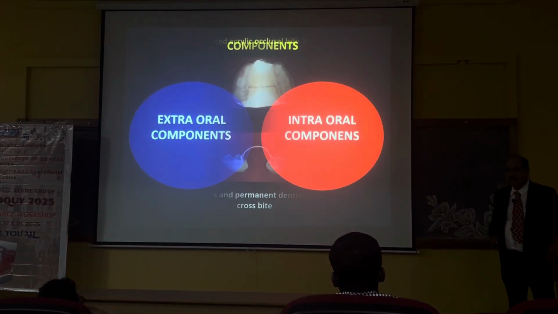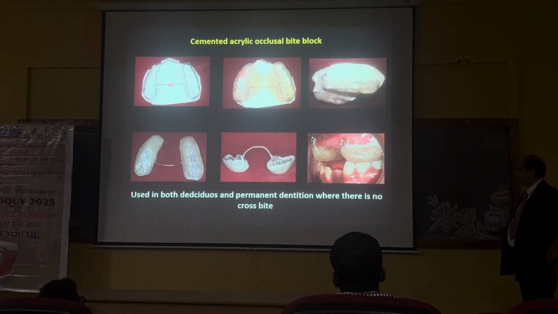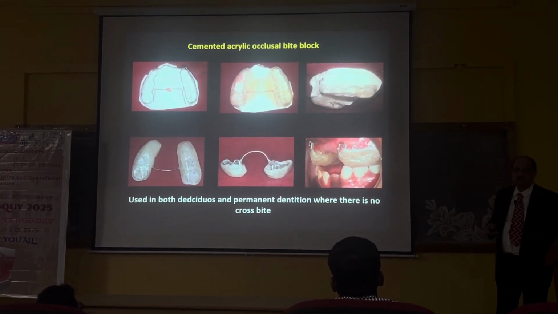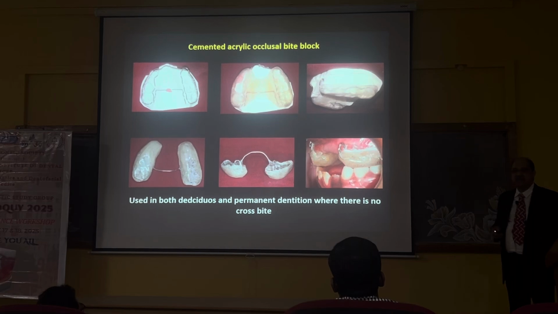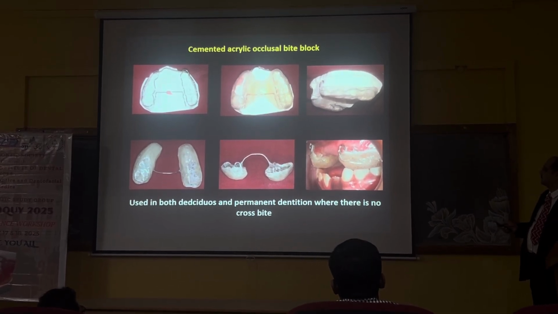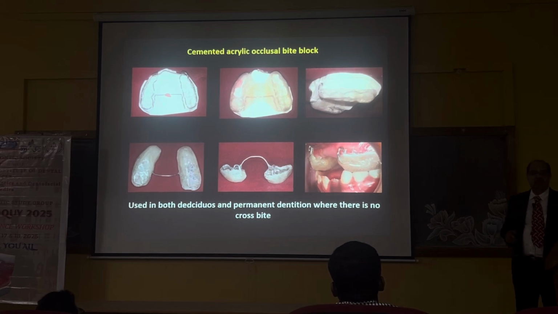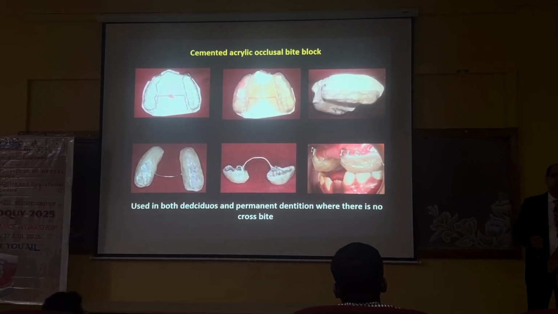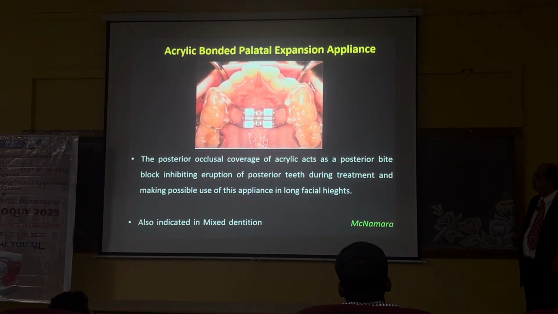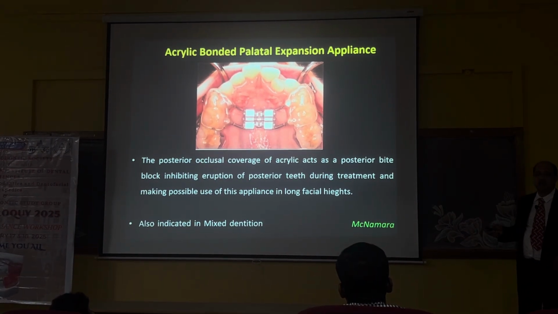You have external and internal components. So the internal could be many things. The most common is a splint, especially in your mixed dentition. McNamara says if you give a splint, it will prevent the eruption of teeth, so the lower anterior facial height will not increase. It could be cemented using a roofing cement, or it could be bonded with composite.